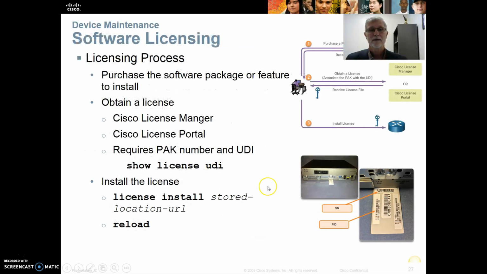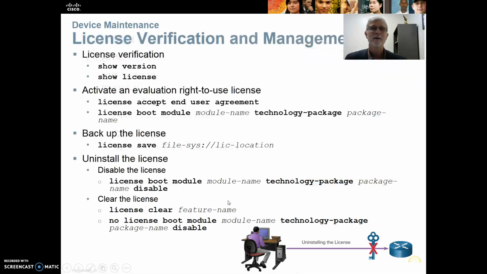So if your licensing's up to date, you can do show license. You can install a new license. You can show which version and license you have. You can activate. You can accept. You can back up your license, so put it someplace where you know what that information is. And of course, you can uninstall your licenses and clear out any licenses if you're trying to back out of that.